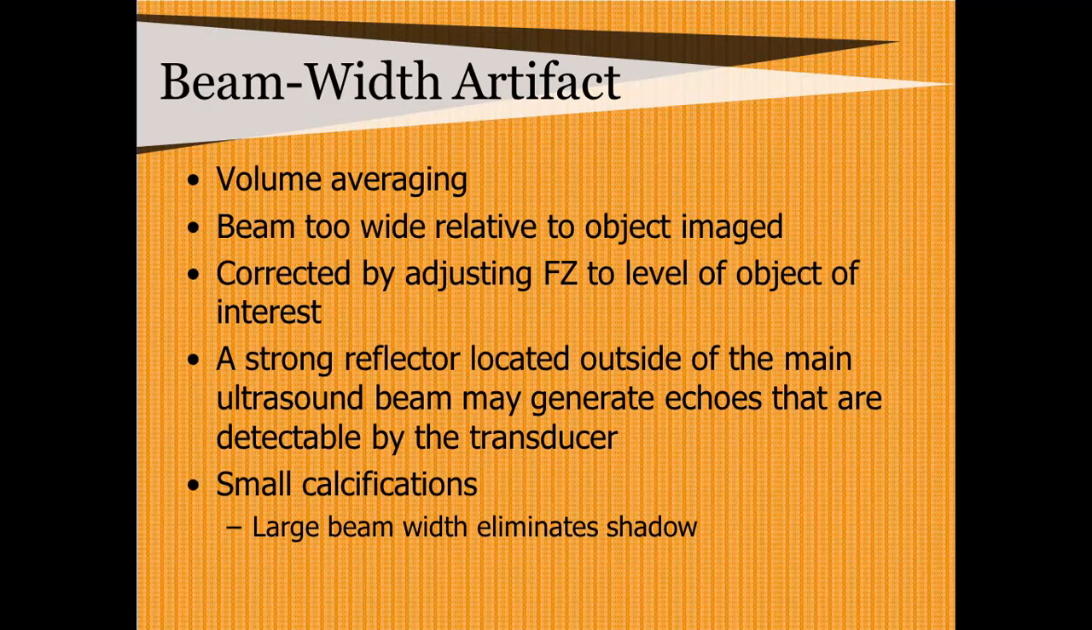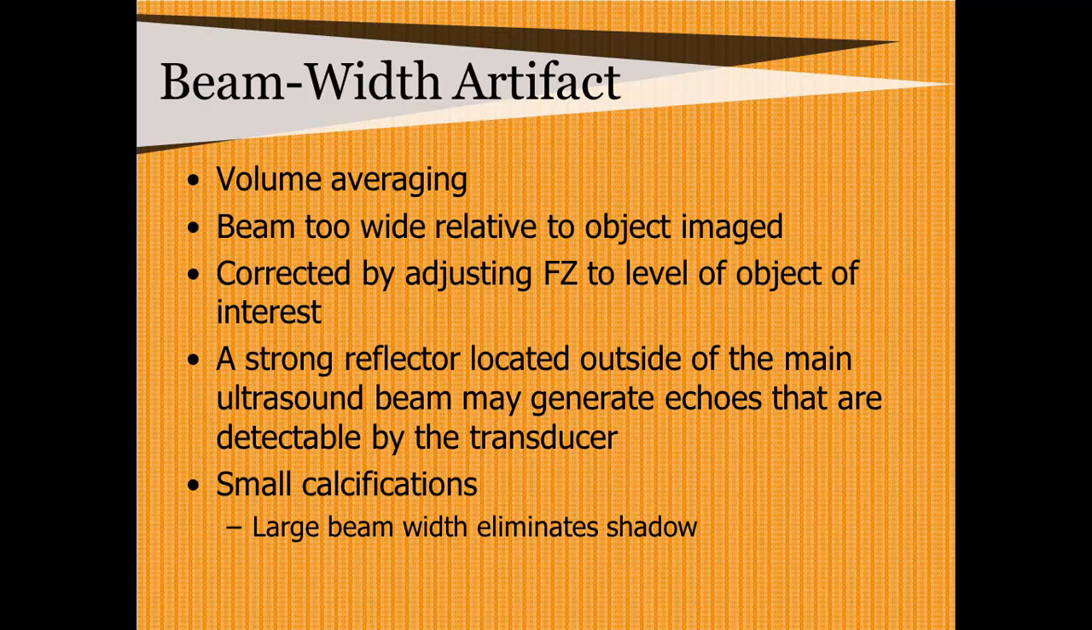Beam width artifact is also known as volume averaging. So the beam's too wide for the object being imaged, and it's corrected by adjusting your focal zone to the level of the object of interest. So if you bring that focal zone up to the level, it should correct that.